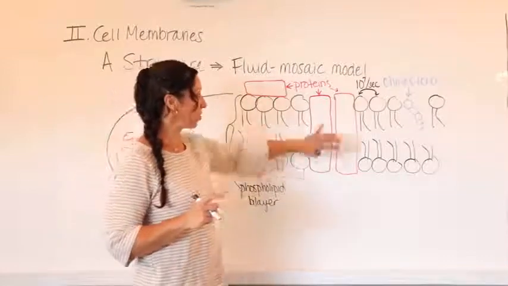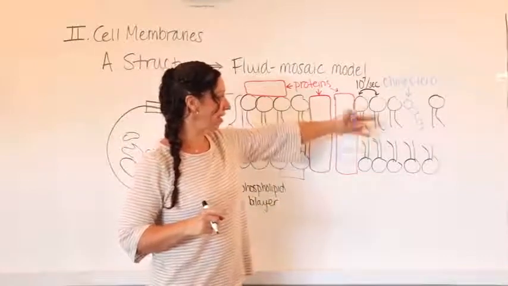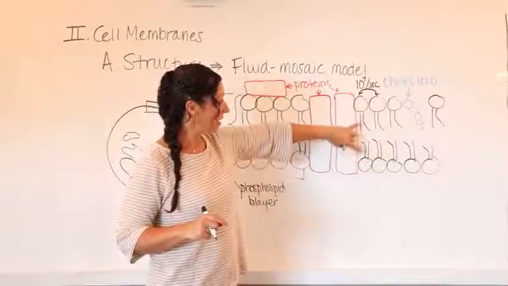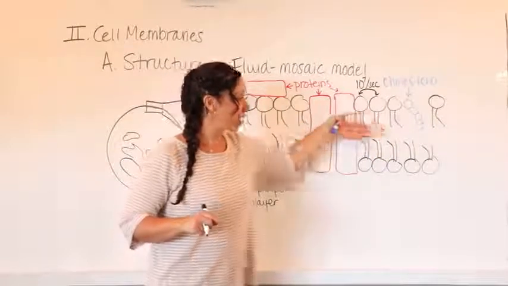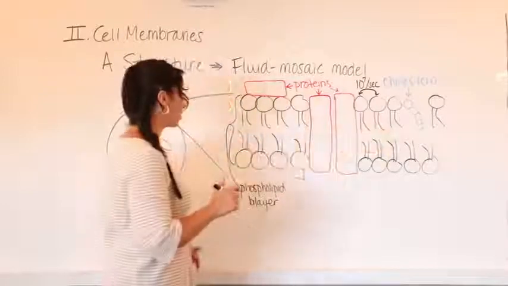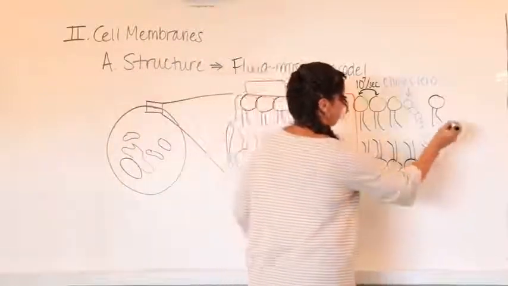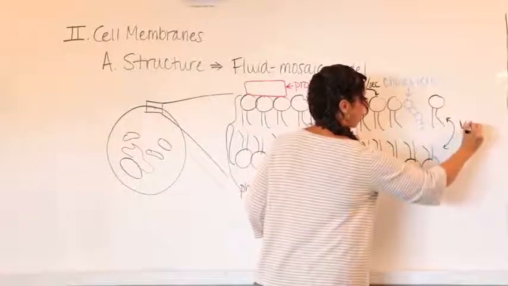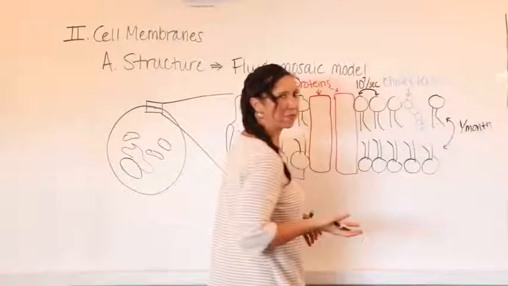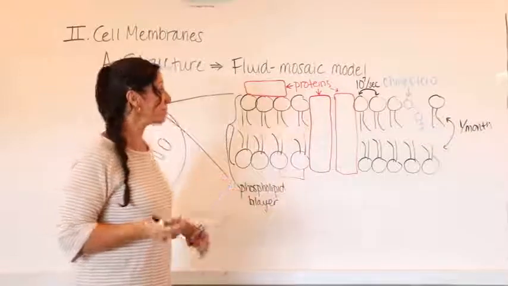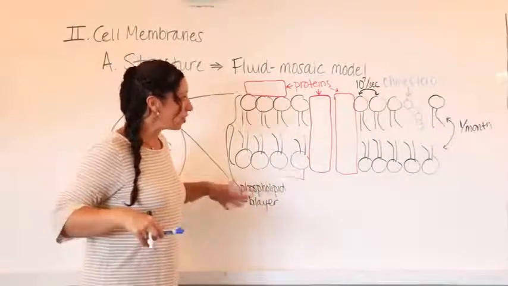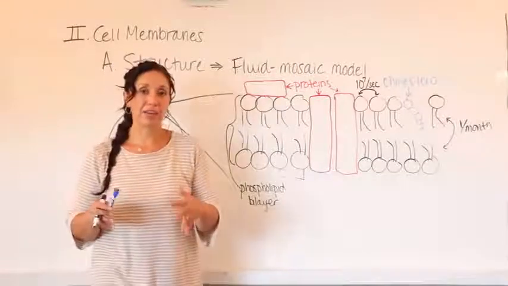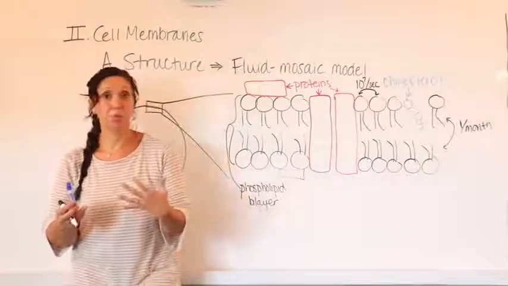However, they don't like to flip-flop. It takes a lot of energy for them to flip-flop because these heads can't really make their way through that hydrophobic core that's going on here. So the flip-flopping of these guys happens about once a month, which doesn't happen very often, but it still can happen. So that's the fluid part of the fluid mosaic model. The phospholipid bilayer gives it that fluidity, which is wonderful.